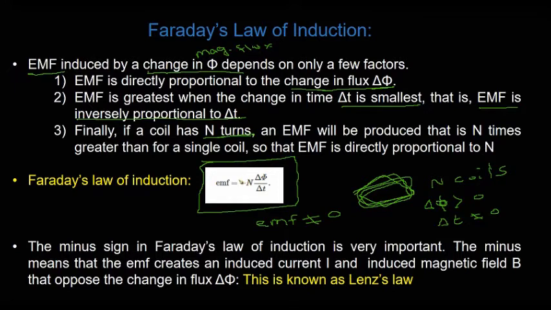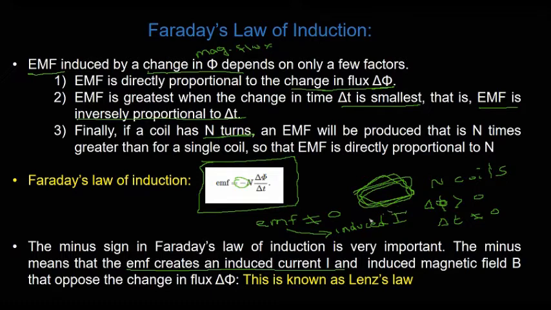Now, let's talk about this negative sign. The minus sign in Faraday's law of induction is very important. It means that the EMF creates an induced current. So this EMF creates an induced current in the coil. So this is the current that gets produced in the coil.